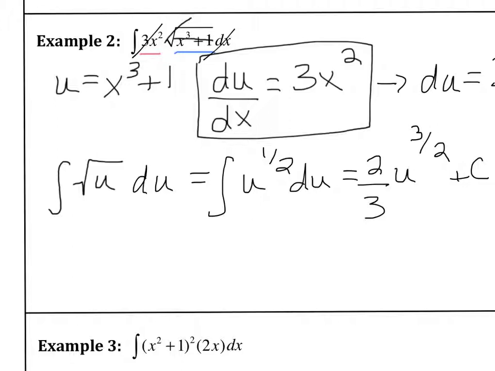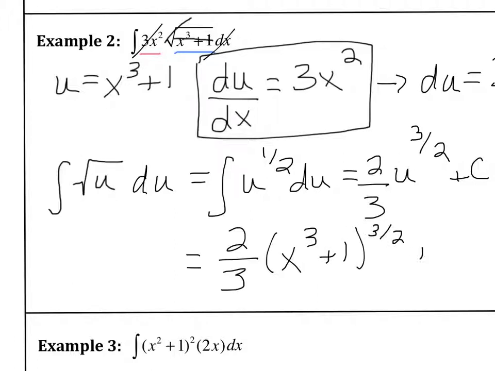And then the last step, just for good manners, will be to back substitute so that our expression is in terms of x's. That'll give us, let's see, u was x cubed plus 1, to the 3/2 plus c, and we are just going to leave it. All right, example 3.